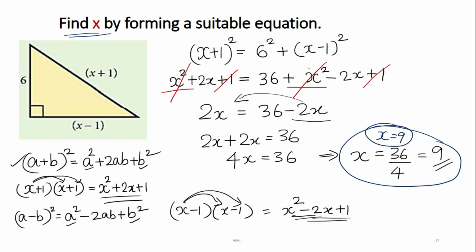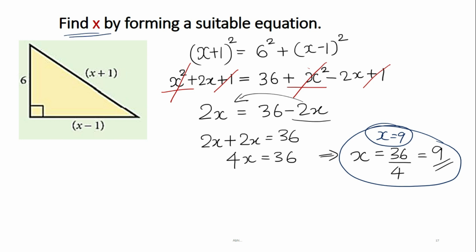Just talking about an extension, they may ask you to find the length of the sides of the triangle. In this case, this side is going to be, your x is 9, so 9 minus 1 giving you 8 centimeter or 8 units. And here it's going to be 9 plus 1, which is 10 centimeter or 10 units.